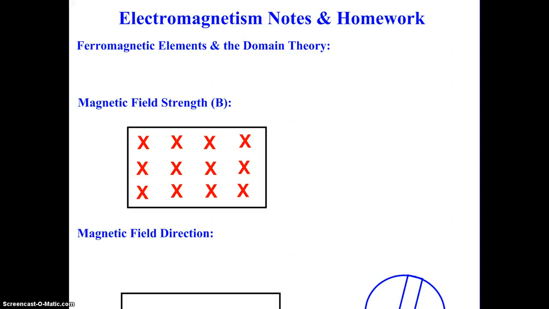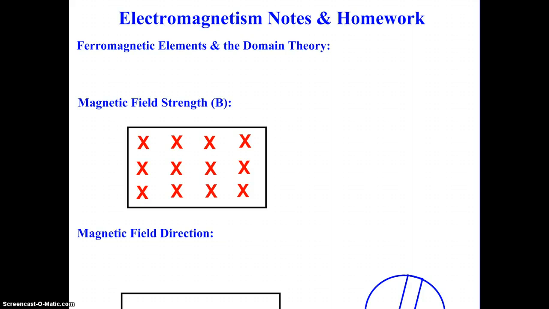Welcome to Electromagnetism Part 1. In this video, we're going to do a basic introduction to magnetism, and then we're going to look at some more things in electromagnetism in later videos, but this is just a basic introduction to magnetism itself. We're going to start off with talking about the ferromagnetic elements in the domain theory.